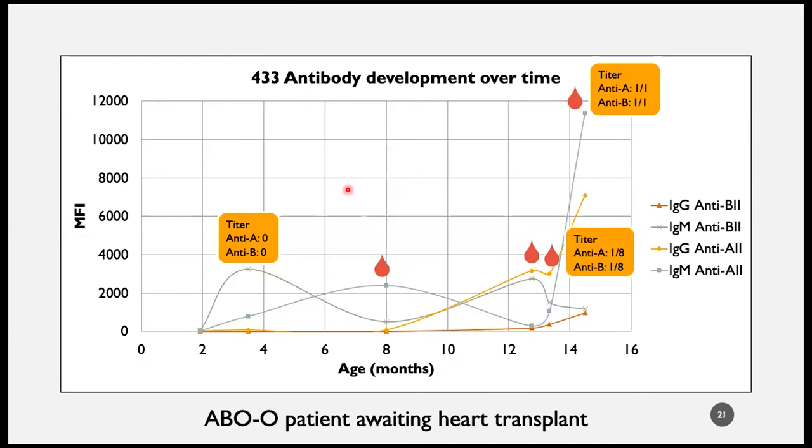So for this patient, we had 6 samples available from around 2 months to 14.5 months, and they received blood products prior to their last 4 samples, shown here with the blood drops. Now this patient is ABO-O, so we graphed their IgG and IgM, anti-A2 and anti-B2 over time.